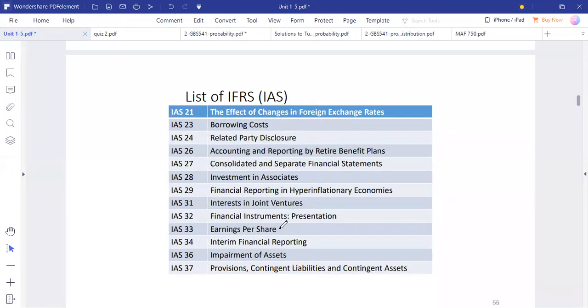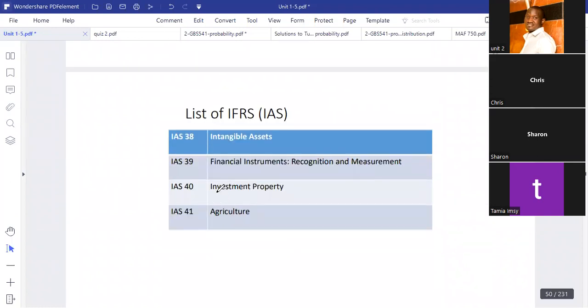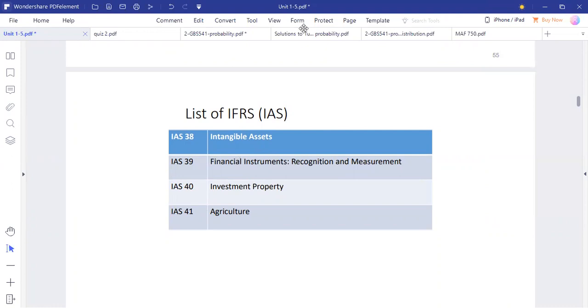So these ones are many. All you need to know, at least to have an idea, is that there's always a standard that will govern each of these. So we have the borrowing costs in the private sector, related party disclosures, 24, accounting and reporting by retirement benefit plans, 26, 27, consolidated and separate financial statements, 28, investment in associates, 29, financial reporting in hyperinflationary economies, 31, interests in joint ventures, 32, we're looking at financial instrument presentation, 33, we're looking at earnings per share, interim financial reporting, impairment of assets and provisions, contingent liabilities and contingent assets. This is from 31, 32, 33 up to 37. And finally, we also have some to do with the intangible assets. So we have 39, 40, and 41 to do with financial instruments.